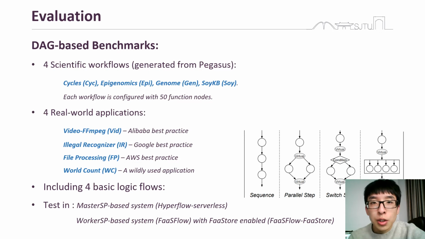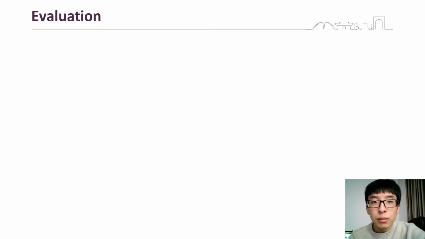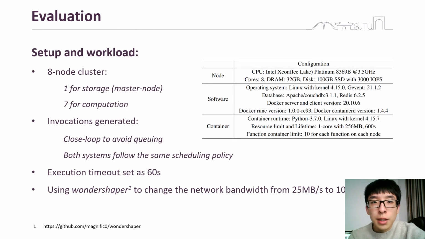We evaluate our system using 4 scientific workflows and 4 real-world applications. These workflows are defined by DAG and include 4 basic logic flows: sequence, parallel, switch, and foreach step. We use an 8-node cluster setup. The workload generates the query following the closed loop while avoiding queuing. The timeout is set at 60 seconds, and we use WonderShaper to set the network bandwidth.